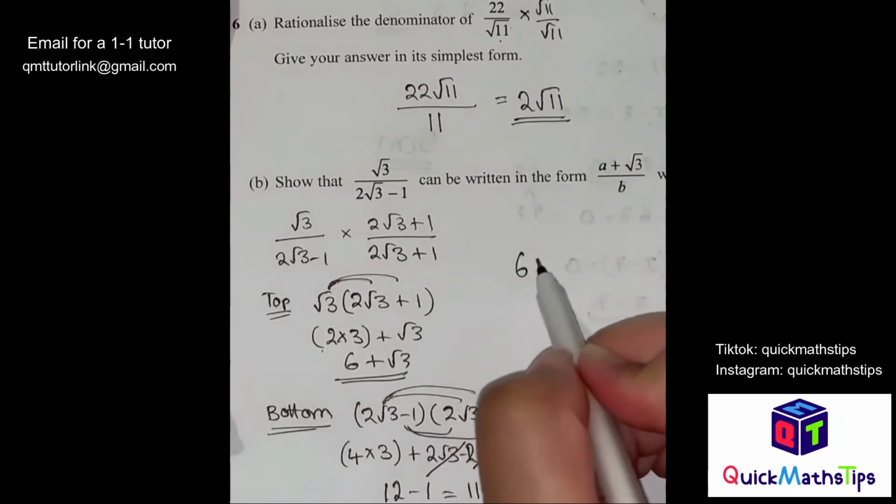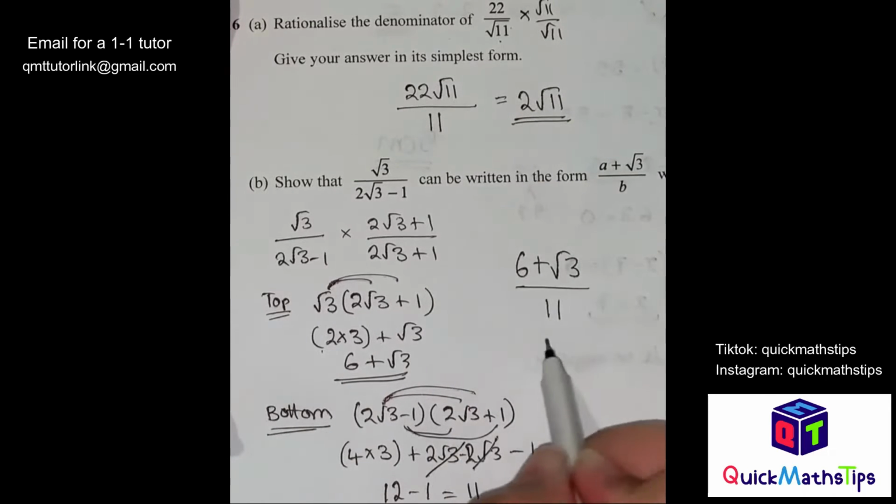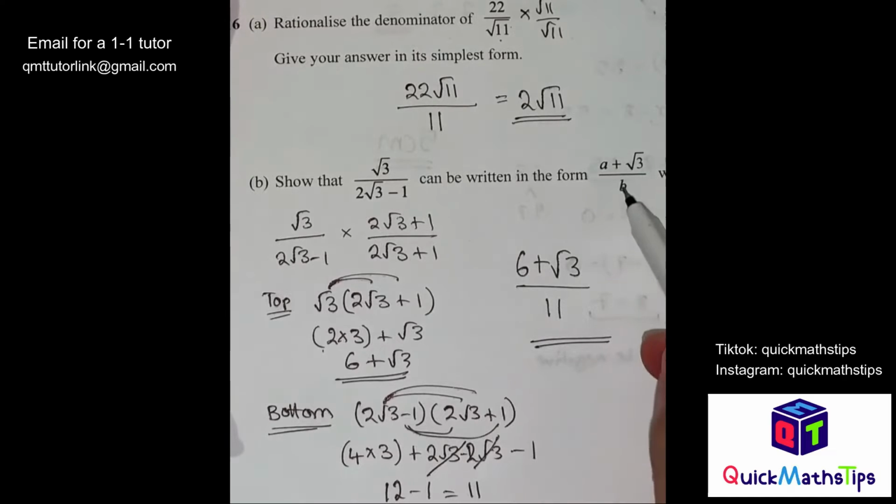Now the top of your fraction is going to be 6 plus root 3, and the bottom of your fraction is going to be 11. This is the format that they wanted it in because they wanted a plus root 3 divided by b, a being 6 and b being 11.